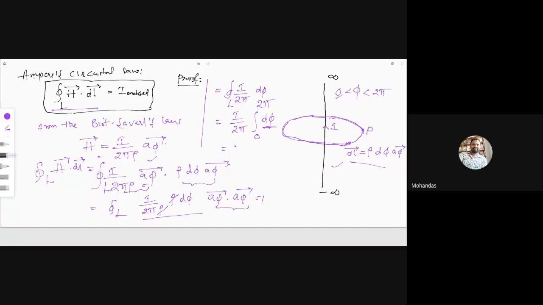Okay, so this is equal to I by 2 pi. The integration of d phi is phi only, and the limits are 0 to 2 pi. So this is equal to I by 2 pi into 2 pi, right? The 2 pi will get cancelled out, which gives I.